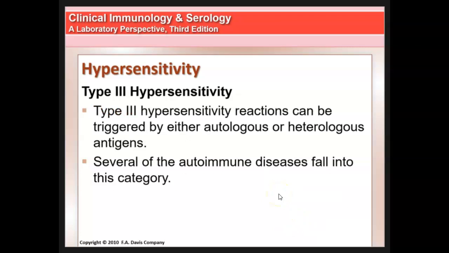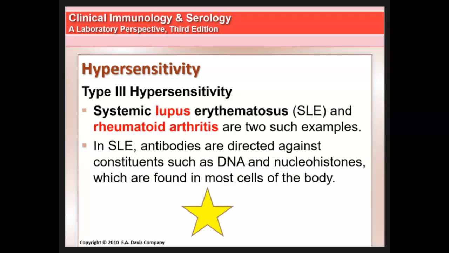Type 3 reactions can be triggered by either autologous or heterologous antigens, and several of the autoimmune diseases fall into this category. Systemic lupus erythematosus and rheumatoid arthritis are two examples of type 3 reactions. So you do need to remember which autoimmune diseases fall into which type of hypersensitivity.